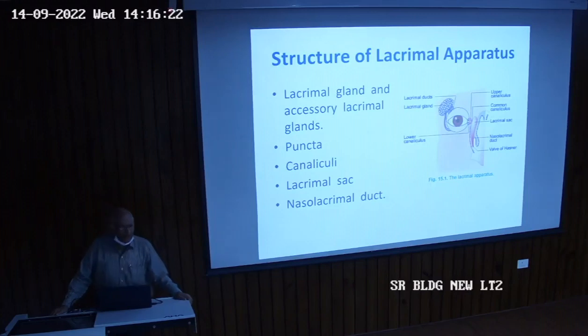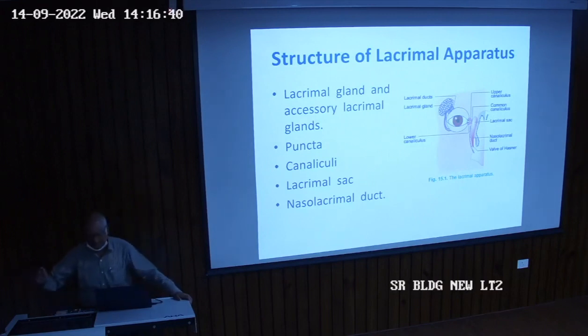I'm starting a topic with lacrimal apparatus. Structures of the lacrimal apparatus. These are the structures: lacrimal glands and the accessory lacrimal glands, puncta, canaliculi, lacrimal sac, and nasolacrimal duct.